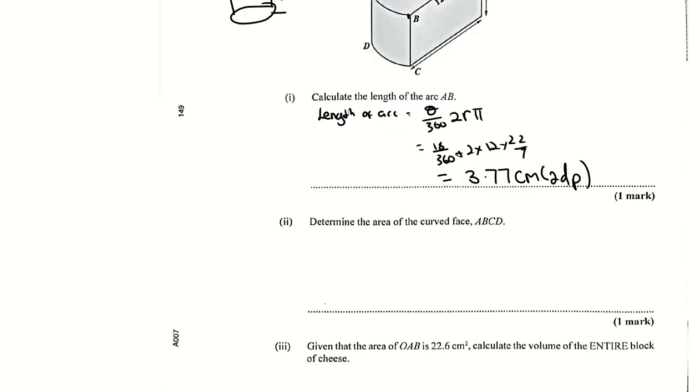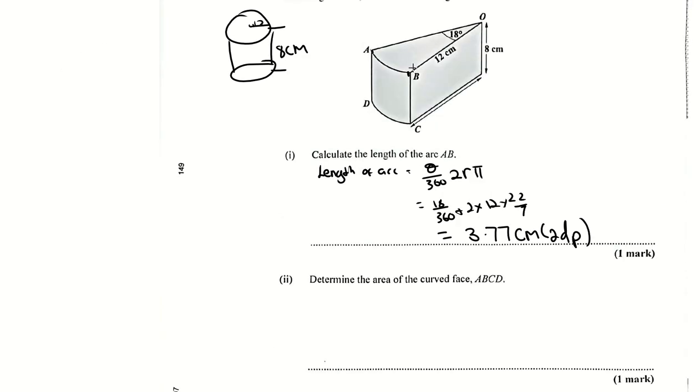Then they ask you to determine the area of the curved surface ABCD. So they want this right here. This is 3.77 and this is 8. So for the area, even though it is curved, it is actually a rectangle, right? It is length times breadth, which is 3.77 times 8, which is equal to 30.16 centimeters squared. Right, and that's how you would do this one. Okay, let's look at the next part.